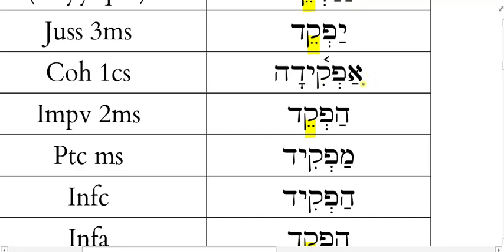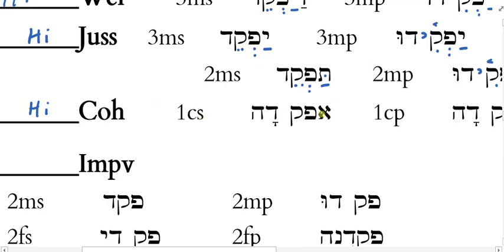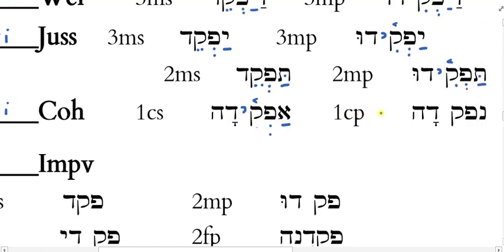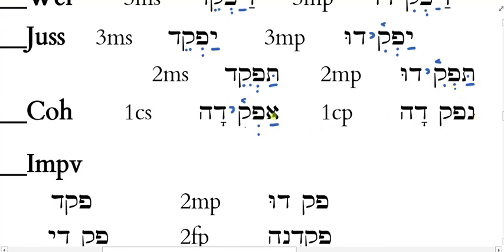Remember, the first common singular is not the only cohortative. I also have first common plural. So if that were a prefix noon, it would be a cohortative 1CP in the HIFIL: nafkida. So let's look at the form down on page 2. The HIFIL cohortative 1CS, I have my prefix aleph, and the vowel pointing for the HIFIL is A class. Root 1 gets silent shiva, root 2, kirik yod: afkida. And for the first common plural, it's exactly the same except for a noon instead of the aleph. So nafkida, may we cause to appoint. Afkida, may I cause to appoint.